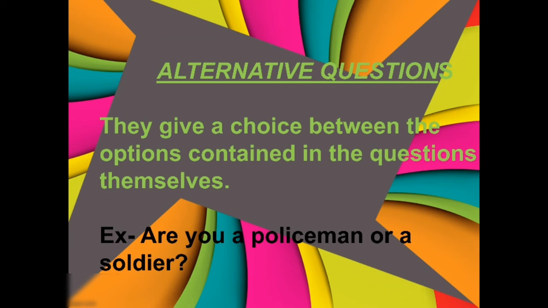Like देखो example देखते हैं, are you a policeman or a soldier? देखो आपको यहाँ पे choice मिला ना, you are having choice, policeman or a soldier. So such kind of questions which give us choice in the question itself, those are alternative questions. जो questions हमको choice देते हैं, those are alternative questions. जैसे यहाँ पर आपको policeman और soldier का choice मिला है, so that's an alternative question.